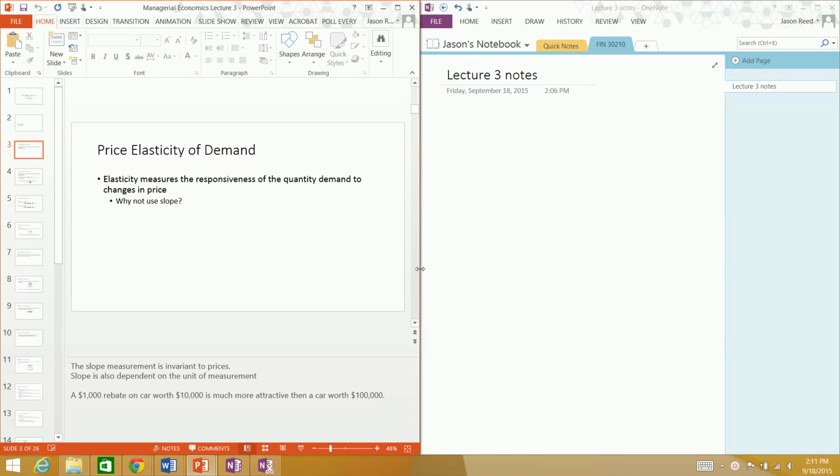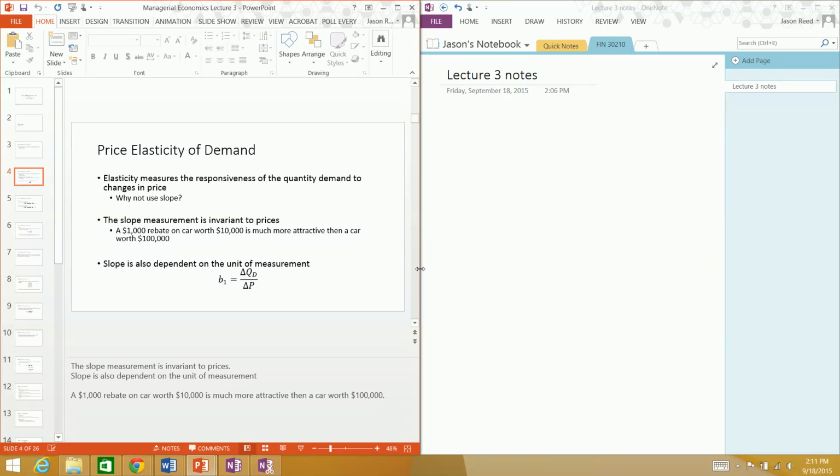We know that slope measurement is really dependent upon the prices that we have in the unit of measurement. So when we talk about a $1,000 rebate on a car worth $10,000, we see that that's a much more attractive offer than on a car that's worth maybe $100,000. So we want to understand a little bit more proportionately how changes are affecting supply and demand. So we say that here the slope is dependent on any unit of measurement.